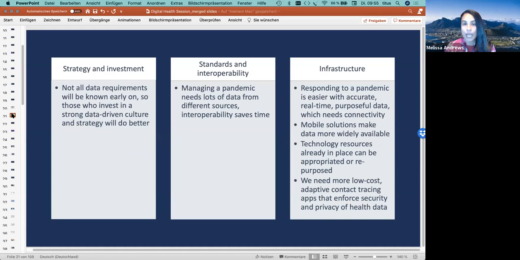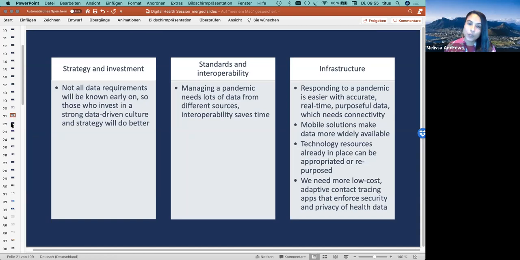Perfect, I'm with you. And then I think it's important to mention that we do know standards and interoperability are important, because managing a pandemic needs a lot of data from different sources. And as many have said, interoperability is what we need, and that would be one of the drivers to save lives.